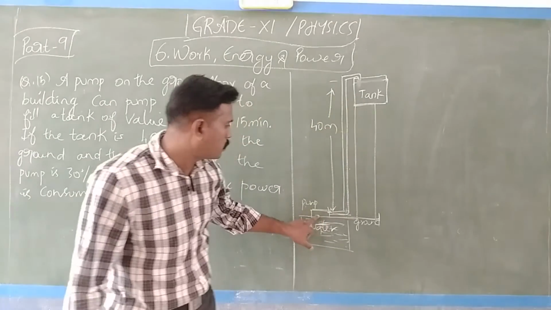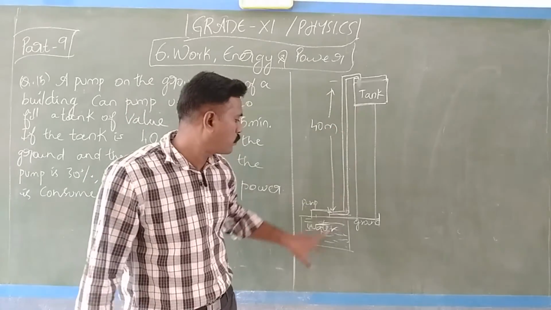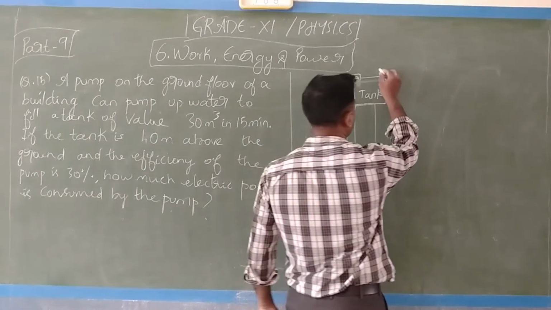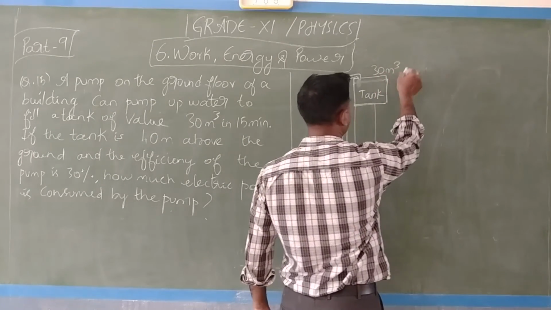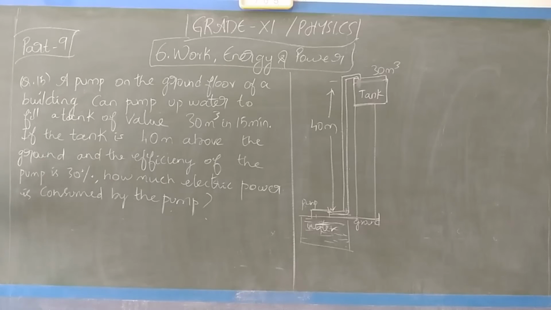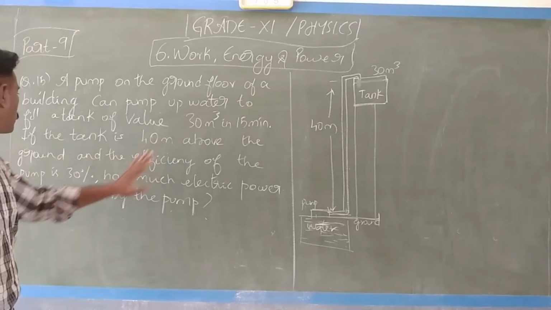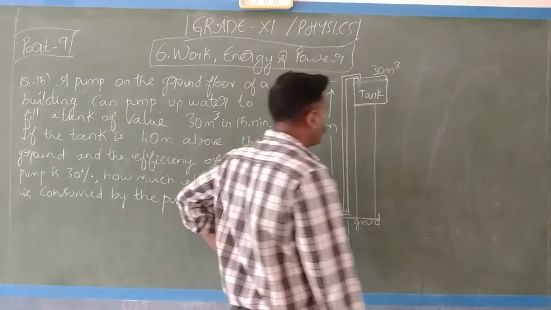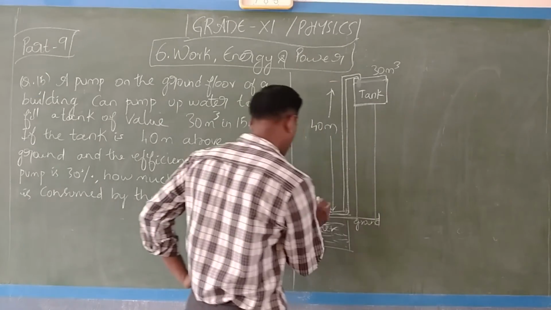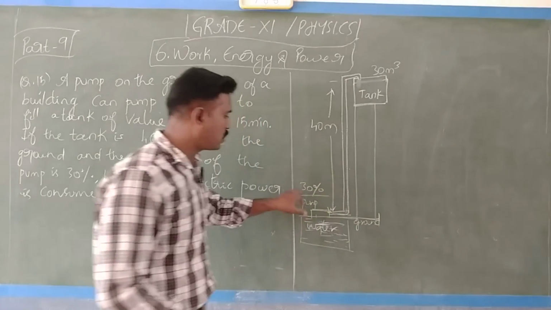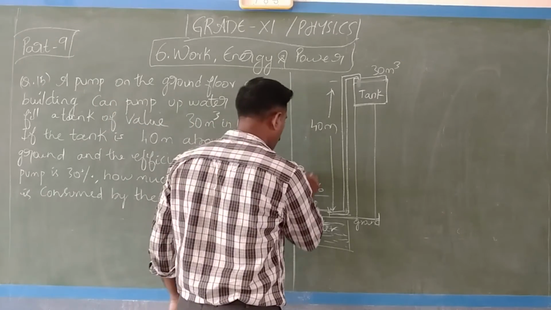இந்த tankல நான் என்ன பண்ணனும், this pump has to fill this tank. Okay, taking this water. The volume of the tank is 30 meter cube. If the tank is 40 meters above the ground and the efficiency of the pump oda efficiency கொடுத்திருக்காங்க. Okay, so efficiency of the pump is 30%. So this is given as the efficiency. Efficiency is represented by this eta.